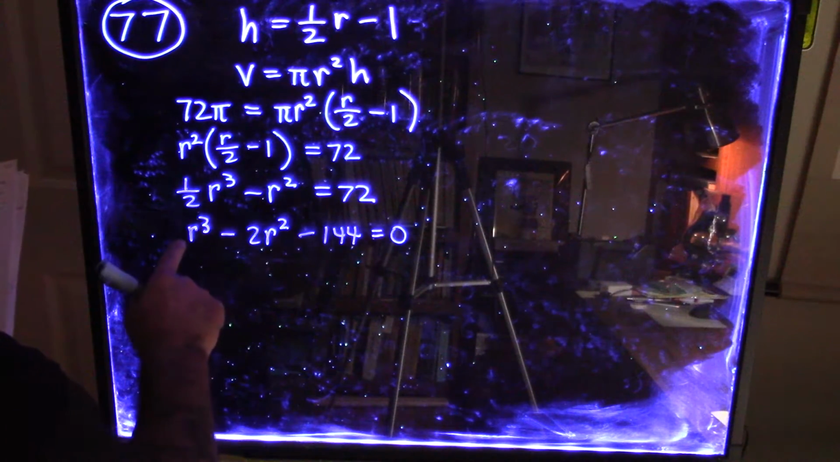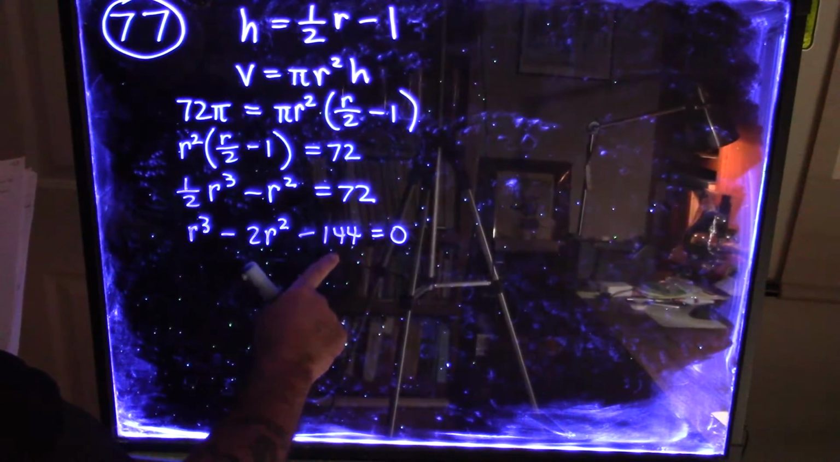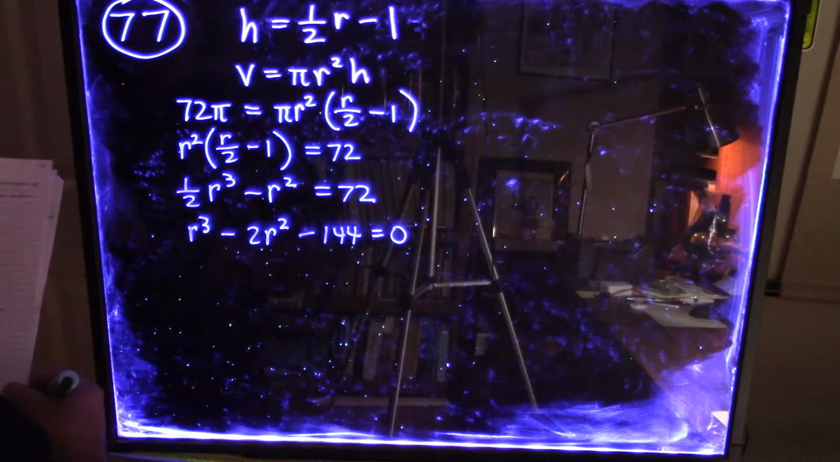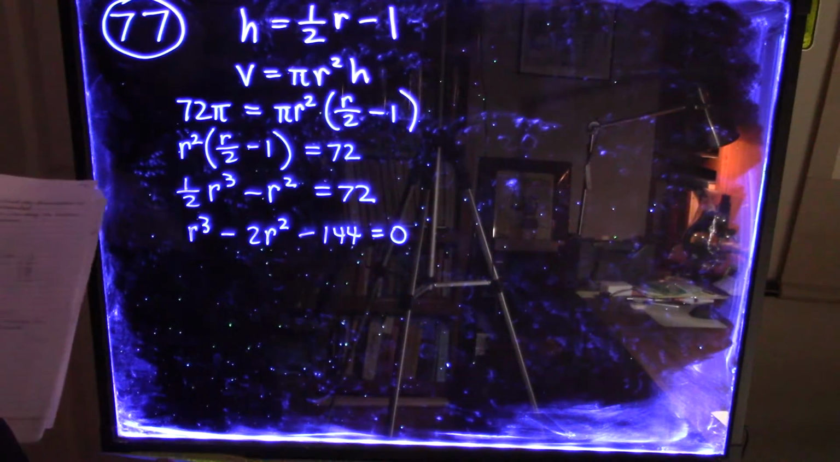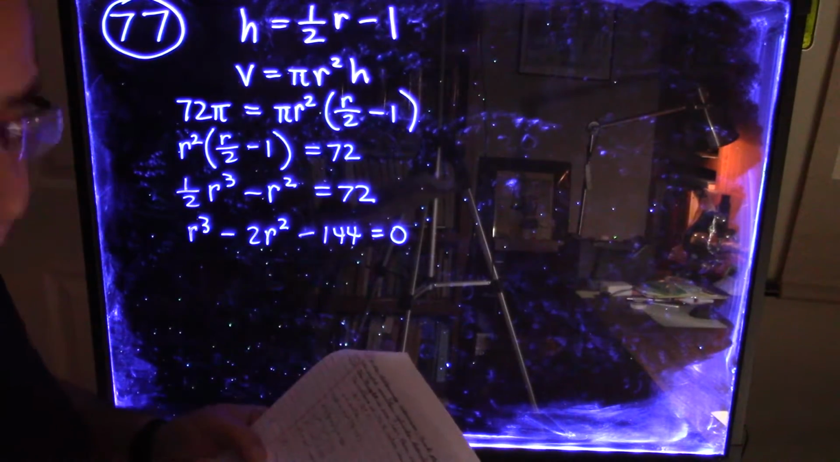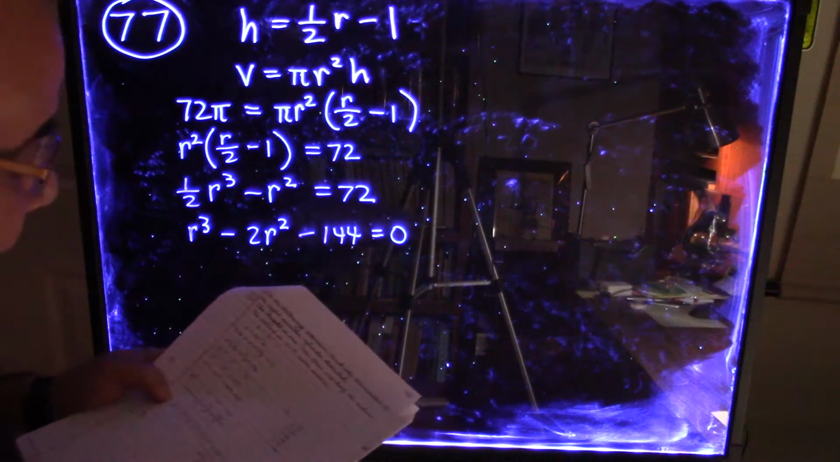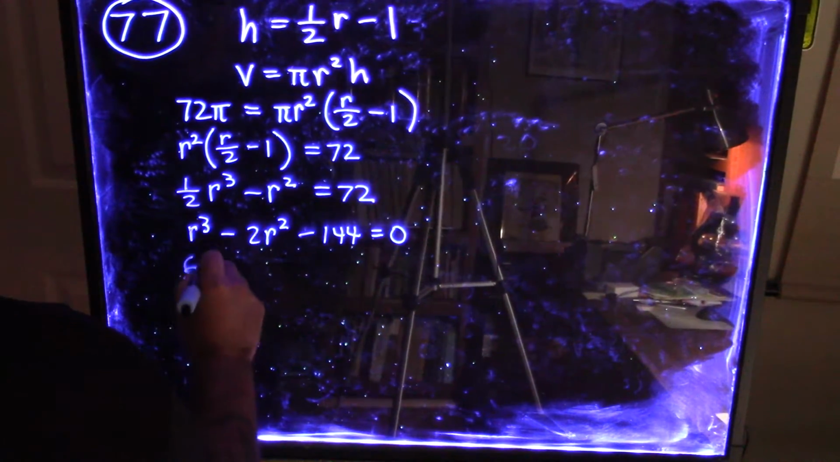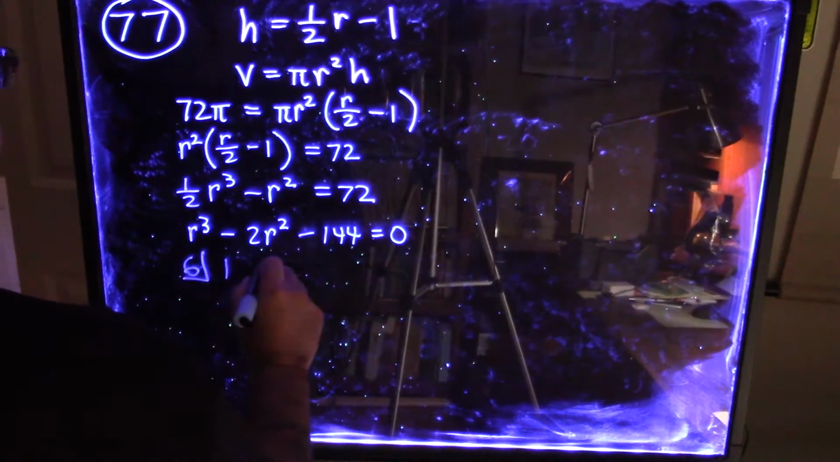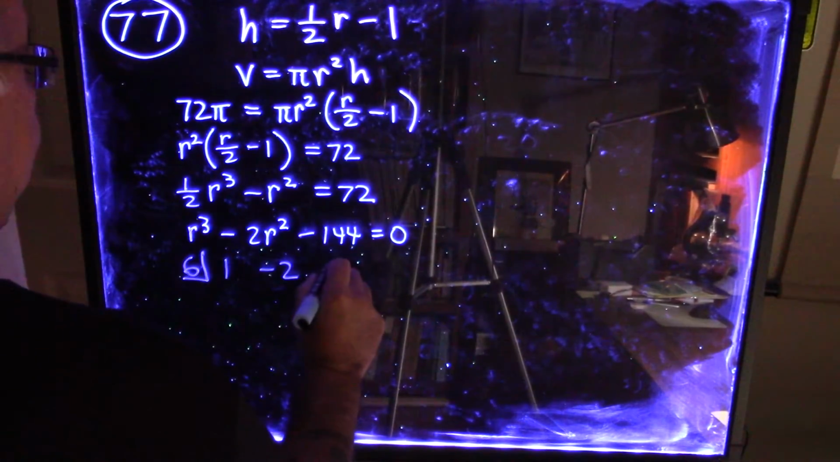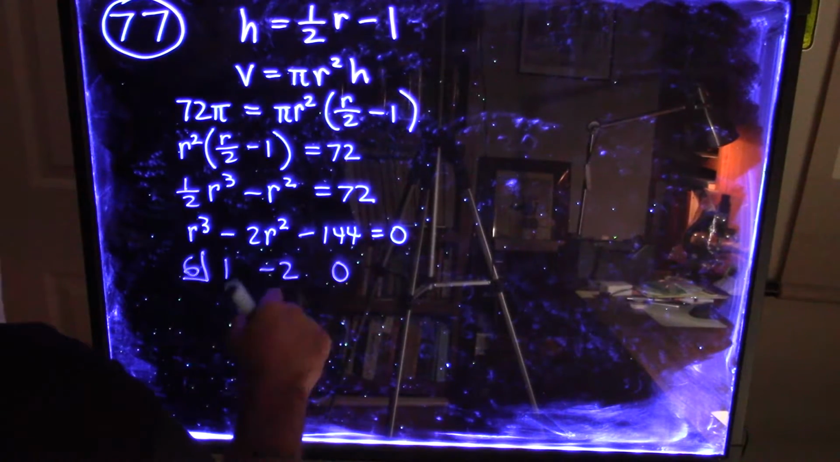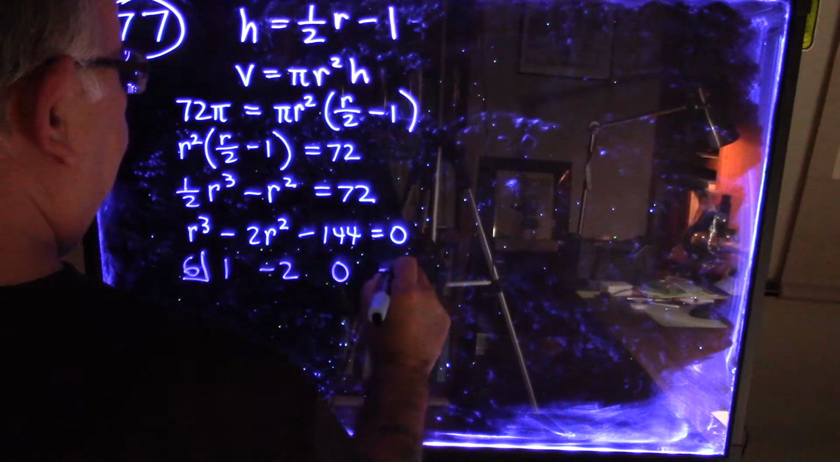So the leading coefficient is 1, so all you have to do is find the factors of 144 to get all the possibilities for the rational roots. All right. So 144 is 12 times 12, 8 times 18, 6 times 24, 4 times 36, 3 times 48, 2 times 72, 1 times 144, and 6 will work here, 6. And you've got 1, -2, 0, that's for the 0r from this polynomial, and -144.